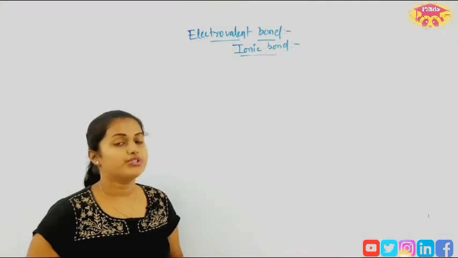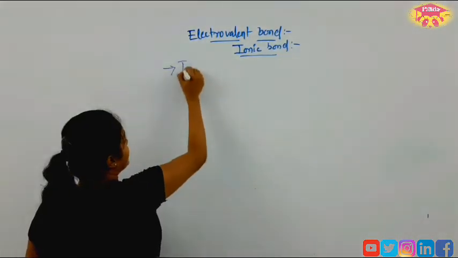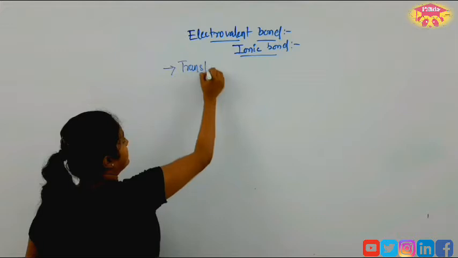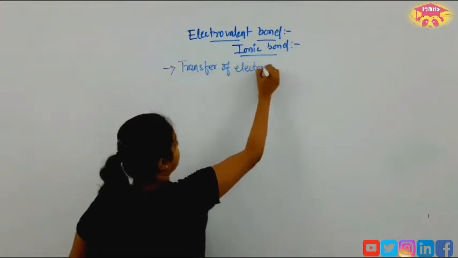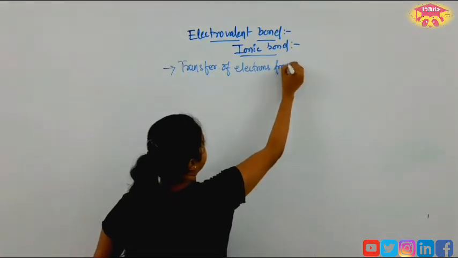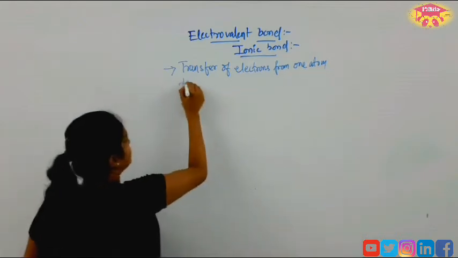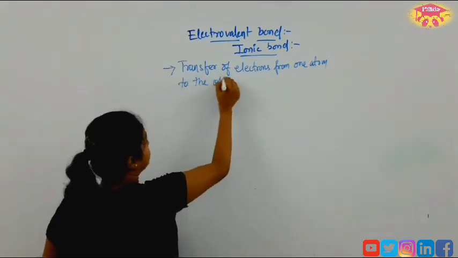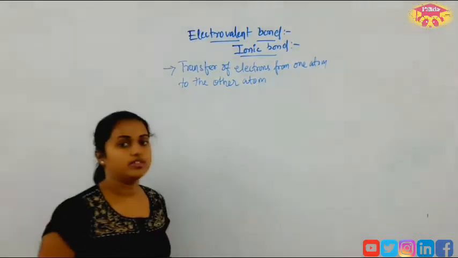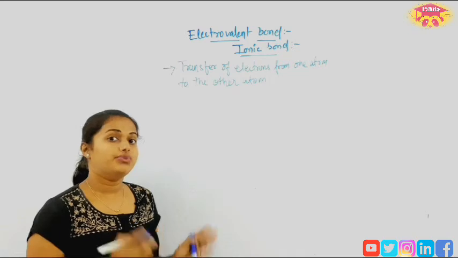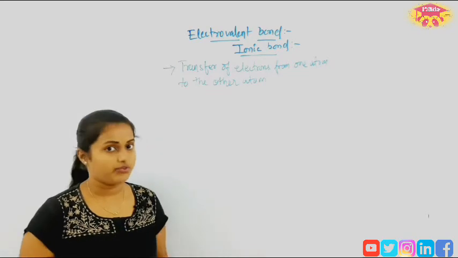Now, what is the definition of electrovalent bond? The transfer of electrons from one atom to the other atom. So what is electrovalent bond? The transfer of electrons from one atom to the other atom is known as electrovalent bond.